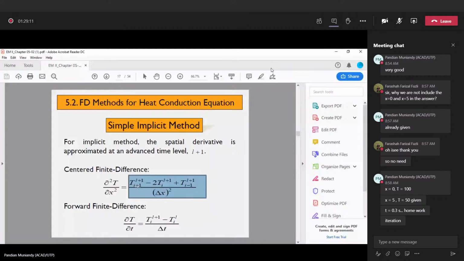T superscript L plus 1 subscript I minus 1 minus 2T superscript L plus 1 subscript I plus T superscript L plus 1 subscript I minus 1 is called the centered finite difference to represent del squared T over del x squared. For the forward finite difference, del T, the temperature with respect to time, equals T superscript L plus 1 subscript I minus T superscript L subscript I divided by del T.